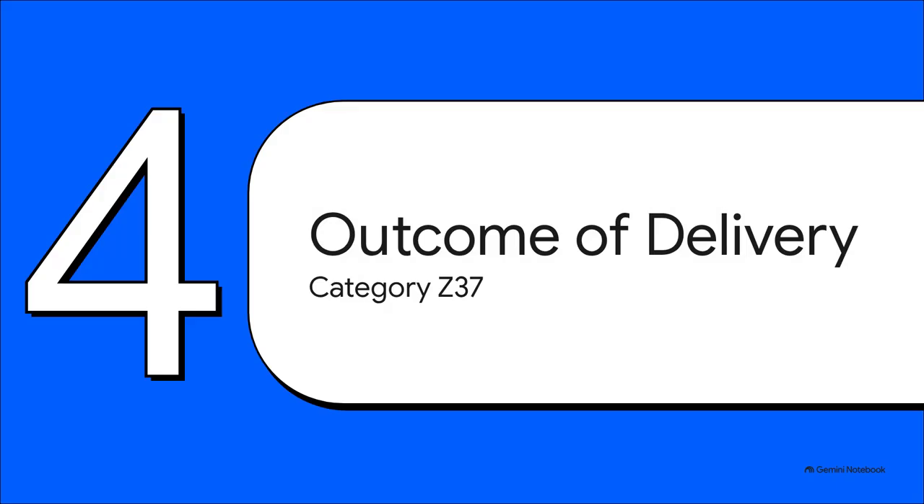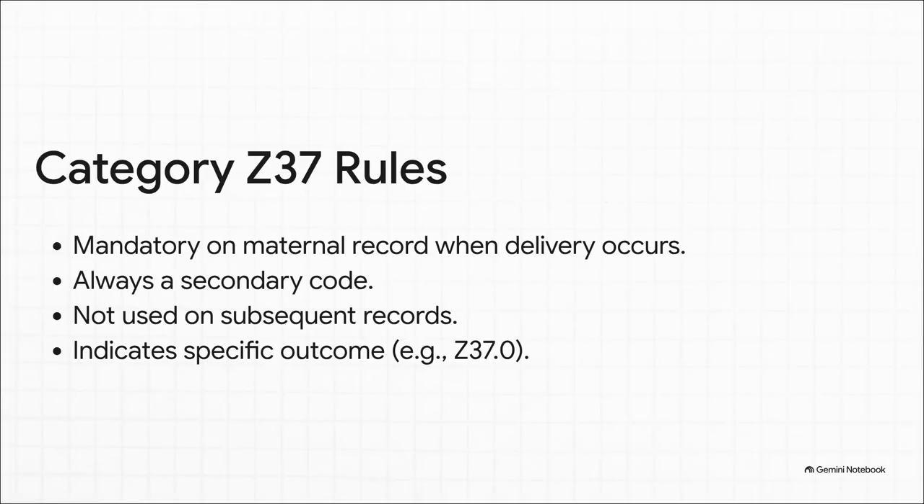That brings us to Section 4, Mandatory Outcome of Delivery, Category Z37. Category Z37 is your mandatory outcome of delivery code, and it is required on the mother's record whenever a delivery happens. This code tells the story of the outcome, whether it was a single live birth, like Z37.0, or twins, both live-born, like Z37.2. A couple of massive tips here. It is always a secondary code, and you only use it on the exact admission where the delivery actually occurred. Do not carry this over to subsequent postpartum office visits.